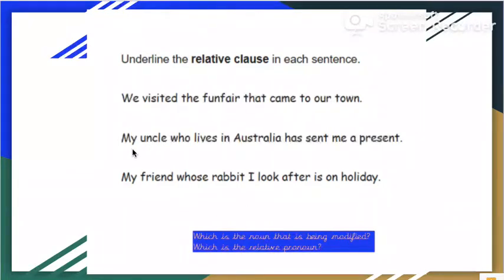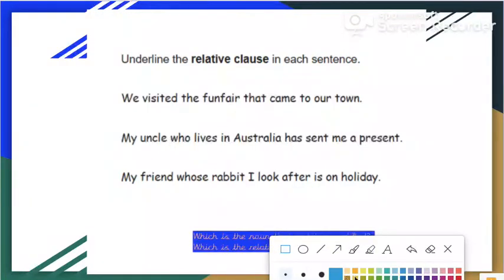So the next one, my uncle, who lives in Australia, has sent me a present. So think about any nouns that you can see and any relative pronouns. So that's going to help you find the relative clause. So my uncle, that is my noun that I'm going to modify and give you extra information in. My uncle, who, that is my relative pronoun, who lives in Australia, has sent me a present. Okay, what punctuation is this sentence missing? Have a little think.